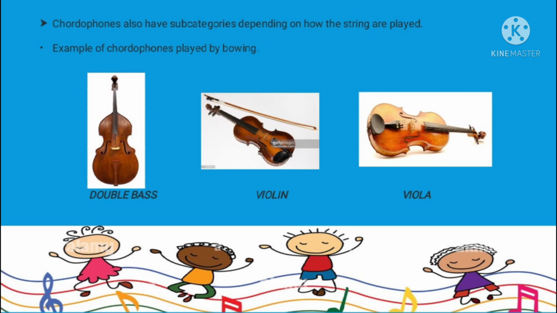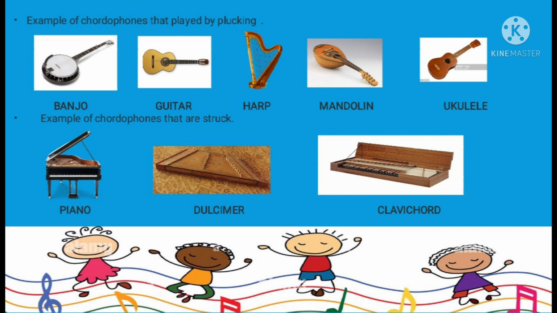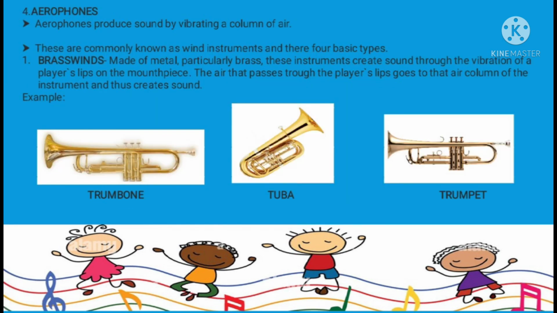Chordophones also have subcategories depending on how the strings are played. Examples of chordophones played by bowing: double bass, violin, and viola. Examples of chordophones that are played by plucking: banjo, guitar, harp, mandolin, ukulele. Examples of chordophones that are struck: piano, dulcimer, and clavichord.